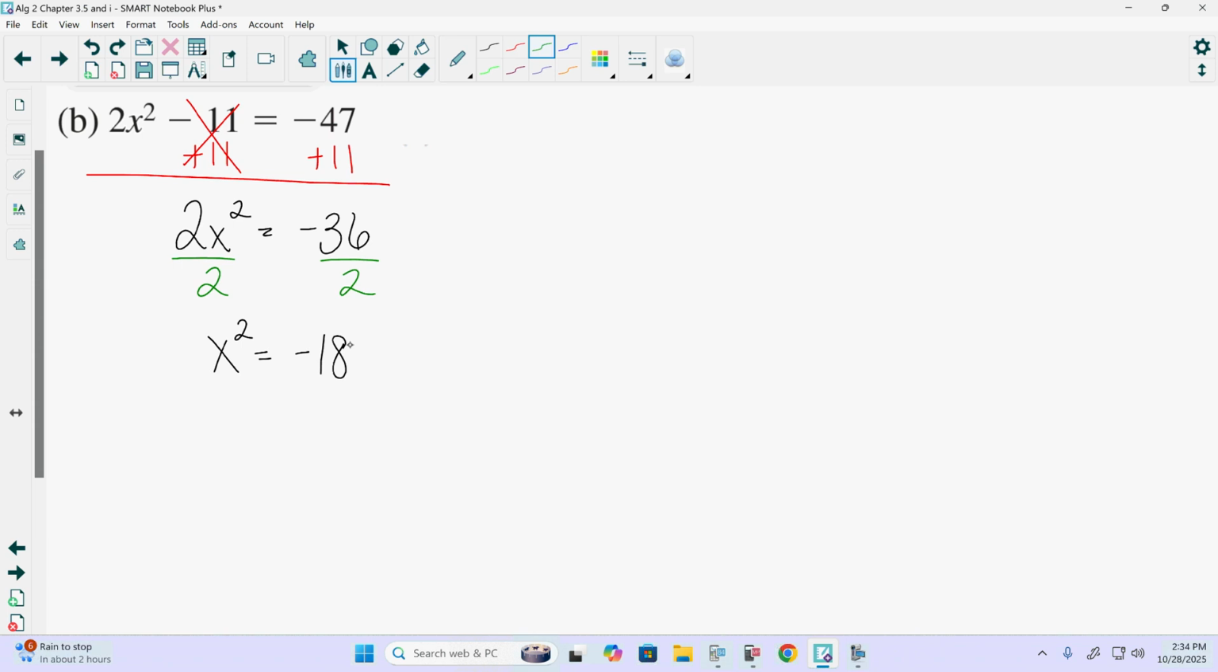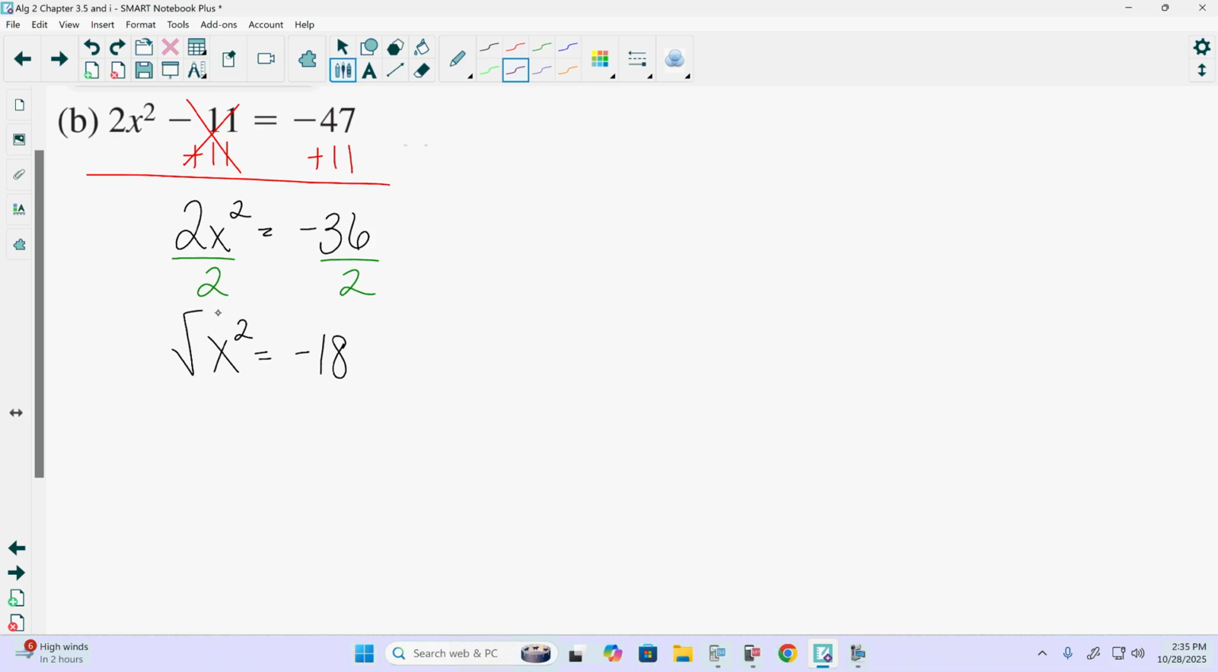Two x squared divided by 2 is just going to be x squared. Now, negative 36 divided by 2 is negative 18. Is the squared term by itself? Yes, we just have x squared, so it is by itself. There's nothing being multiplied anymore, nothing being added or subtracted from it. So what can we do?